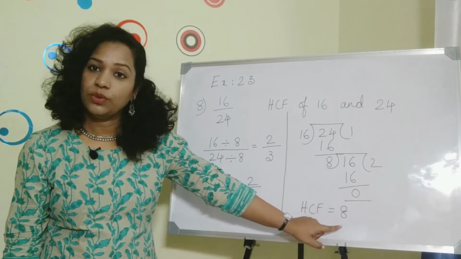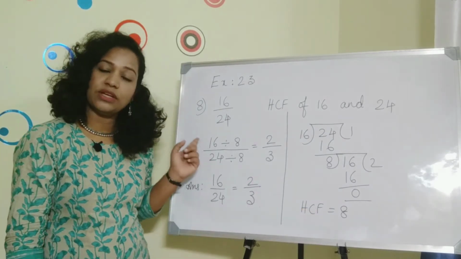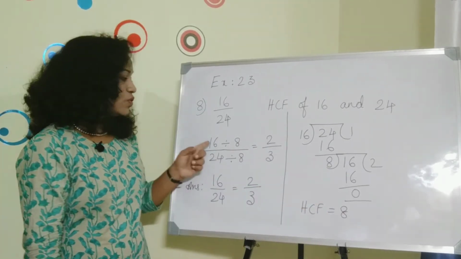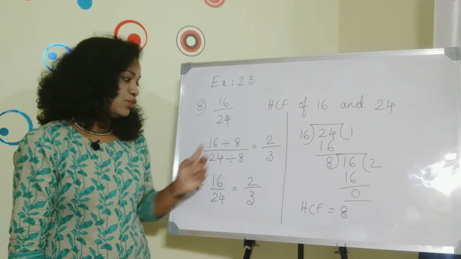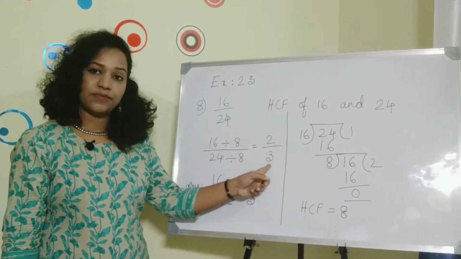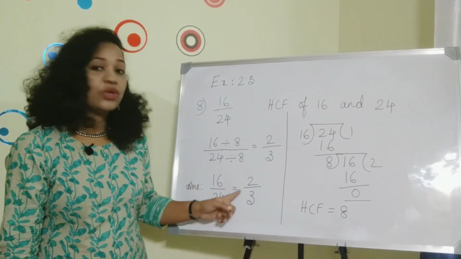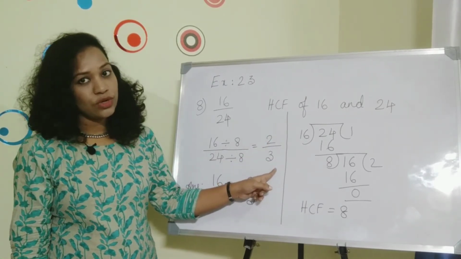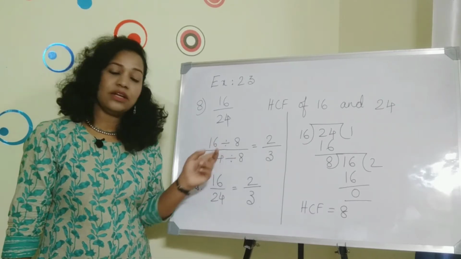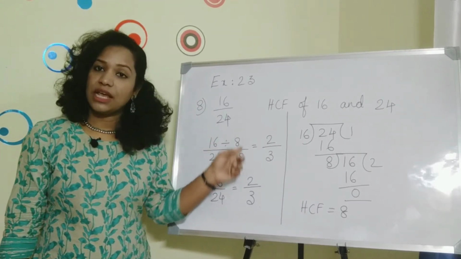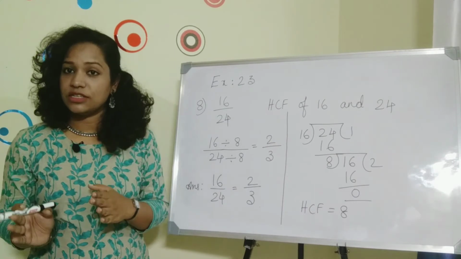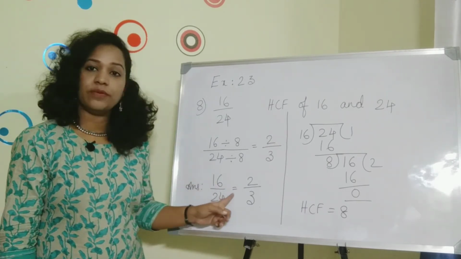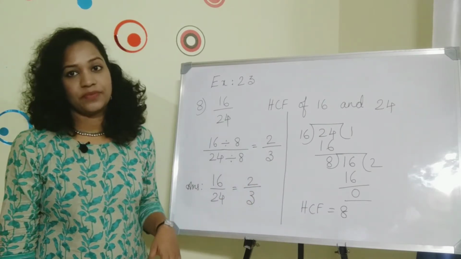So now what should we do? We have to divide the numerator and the denominator by this HCF. So 16 divided by 8 is 2, 24 divided by 8 is 3, and so your simplest form is 2 by 3. I told you when we divide the numerator and the denominator by the same number, we are getting an equivalent fraction. So we can write it like this: 16 by 24 is equal to 2 by 3.